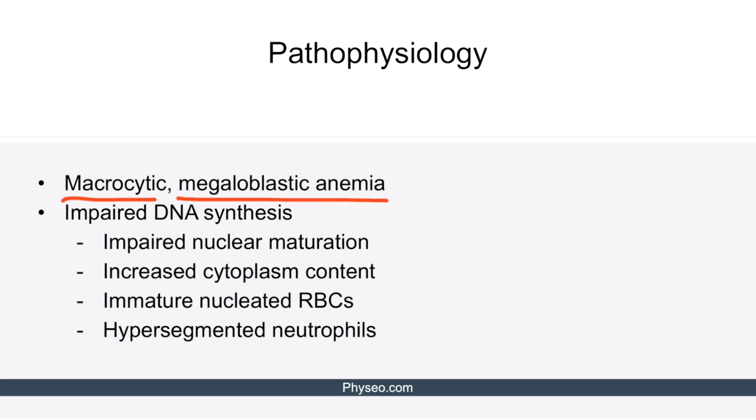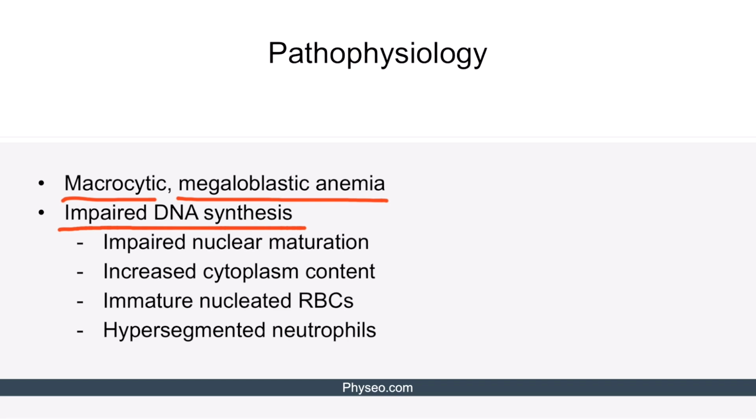To understand the pathophysiology, we need to know that vitamin B12 is needed for proper DNA synthesis, and that vitamin B12 deficiency results in impaired DNA synthesis. Proper DNA synthesis is needed for nuclear maturation, so vitamin B12 deficiency effectively impairs nuclear maturation, which is necessary for RBC maturation and division. While nuclear maturation of red blood cells is impaired, cytoplasm maturation isn't affected by impaired DNA synthesis. So the end result is increased cytoplasm content with immature nucleated red blood cells. As we mentioned on the previous slides, these cells are called megaloblasts.